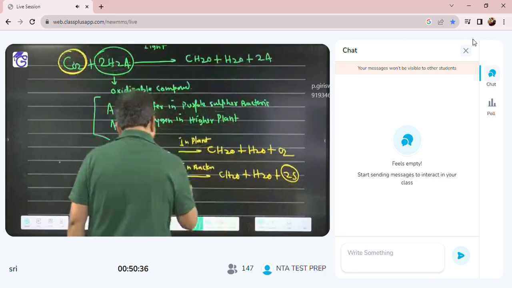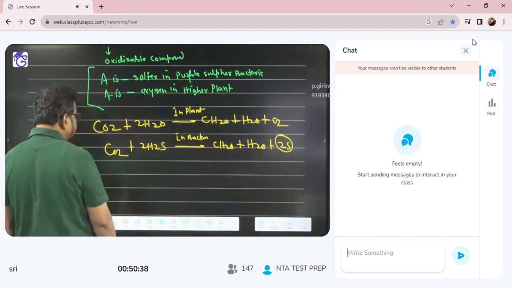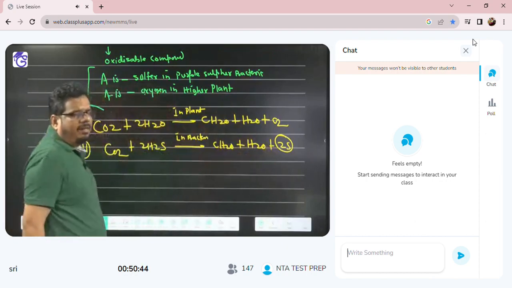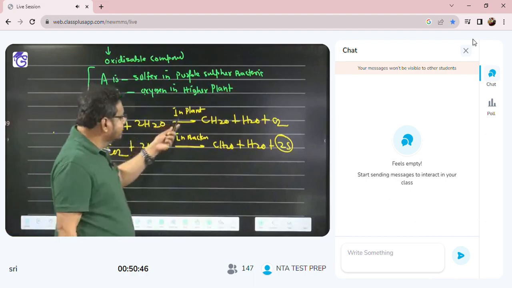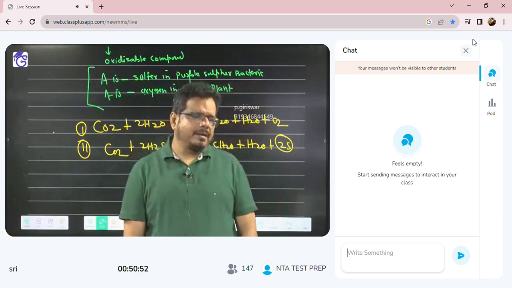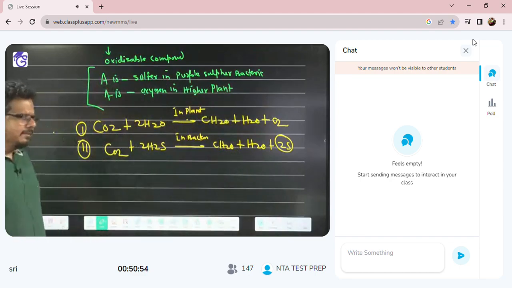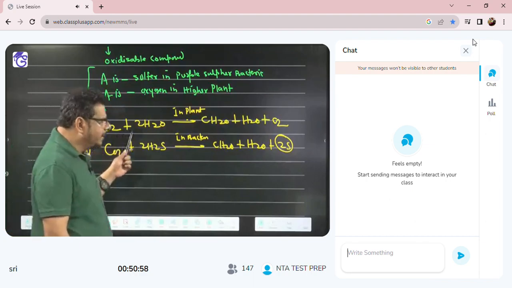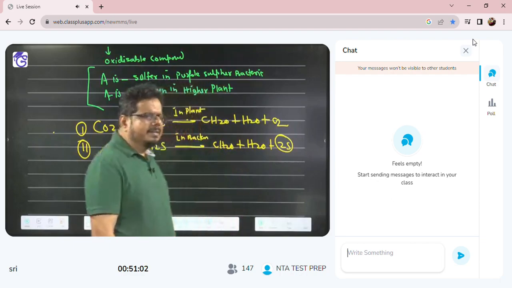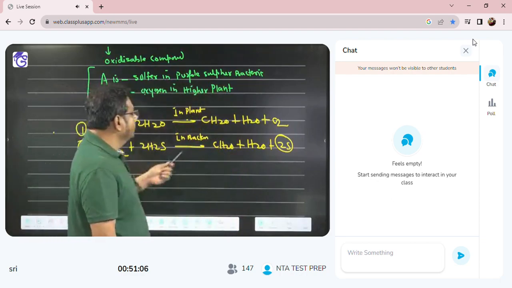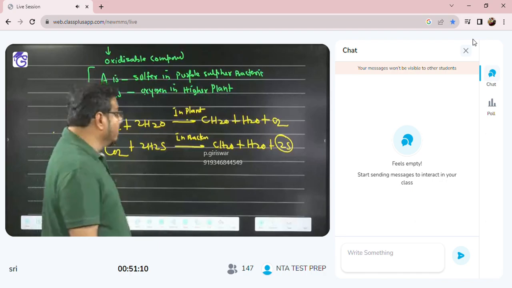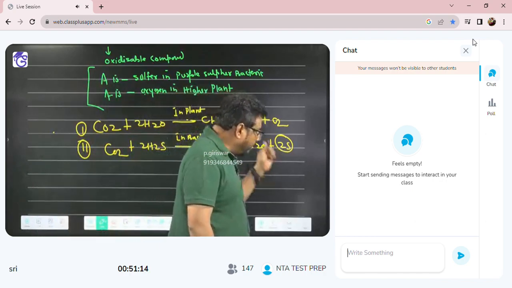Who is not evolving? Oxygen not evolving. So in bacterial photosynthesis, oxygen is not evolving. And during photosynthesis in plant, oxygen is evolving. This is a major difference he found when he compared the photosynthesis of purple bacteria and plant. What major difference he found? Oxygen evolved during photosynthesis in which one? Higher plant. Oxygen not evolved during photosynthesis in which one? Purple sulfur bacteria.